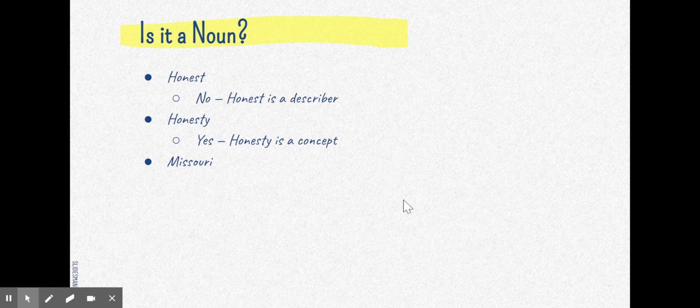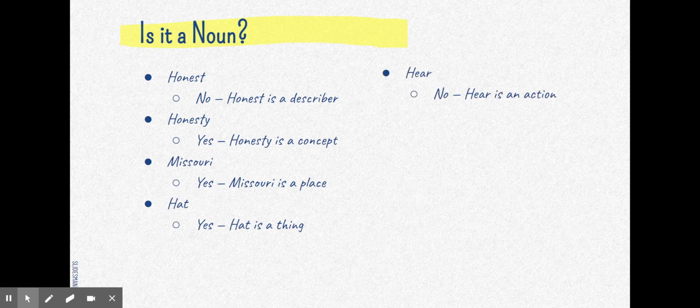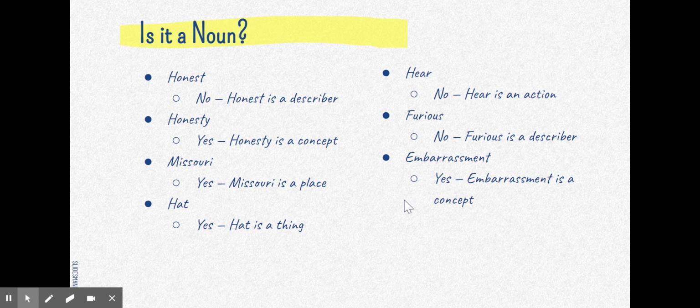Missouri is a noun because it's a place. Hat is a noun because it's a thing. Hear is not a noun. That's an action. Right? Hearing something is an action, not a noun. Furious is not a noun. It's a describer. You would use that to describe a person. Embarrassment is a noun because it's a concept.